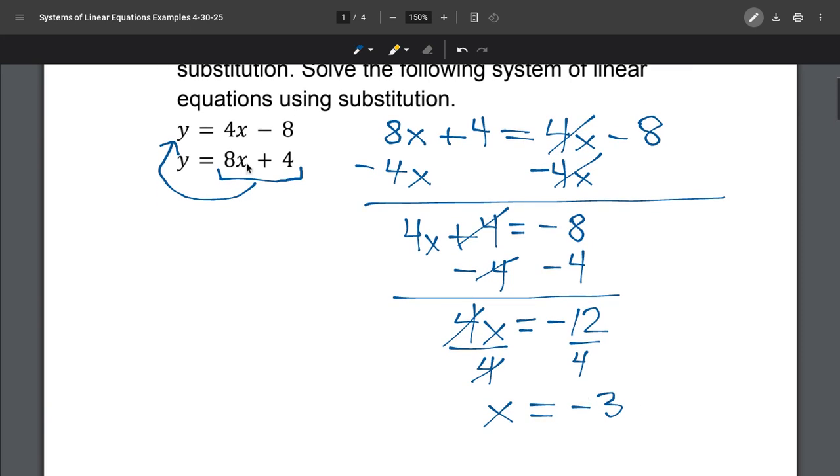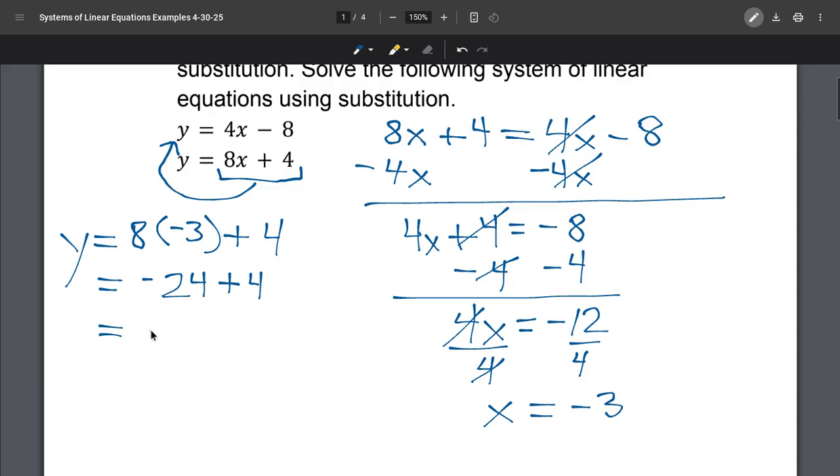Okay, so now I can put x back into one of these equations, either the top or the bottom. I'm going to choose the bottom. Doesn't really matter. We'll say y equals 8 times negative 3 plus 4. 8 times negative 3 is negative 24 plus 4. So that's going to be negative 20 for y. So my solution here is going to be negative 3, negative 20.